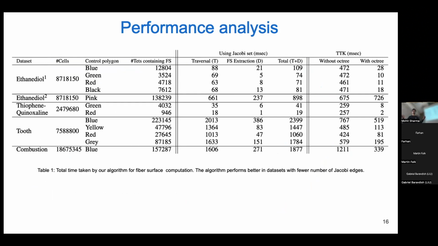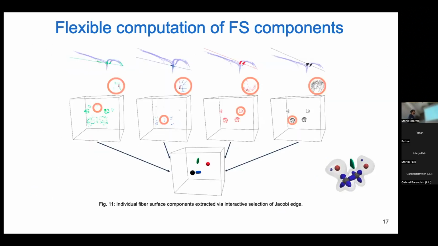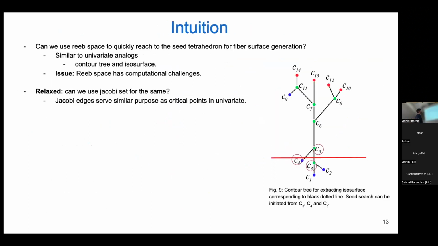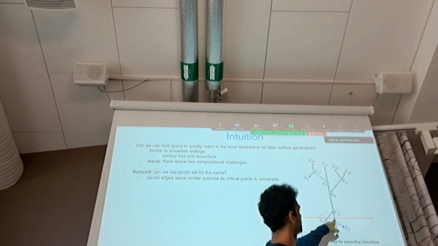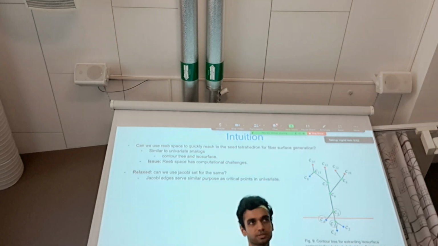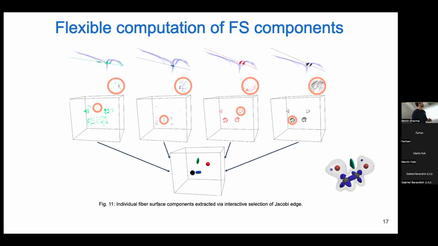In terms of application, we are able to give something new: we are able to compute fiber surface components flexibly. Previously, for isosurfaces, such a method exists. Say in this contour tree, it is intersecting two arcs. One arc will give me one isosurface component, and the other will give me another isosurface component. For fiber surfaces, there was no such method which gives me an individual component of that fiber surface. Because this method is based on Jacobi edges, it was able to give this to me.